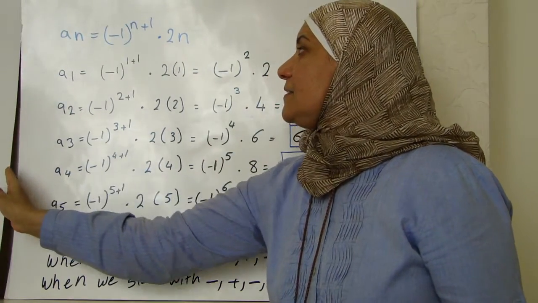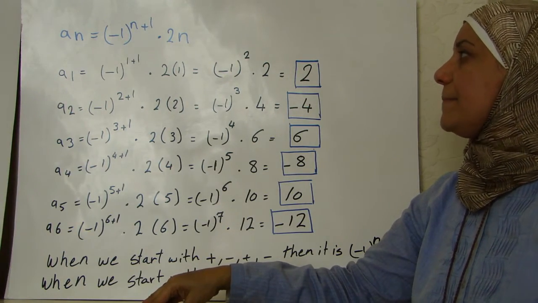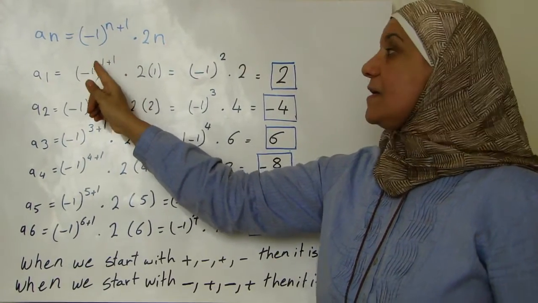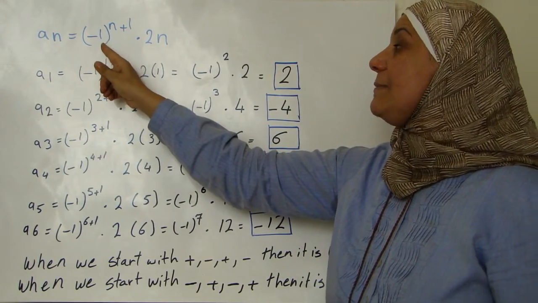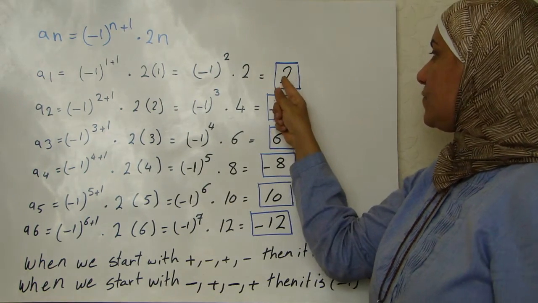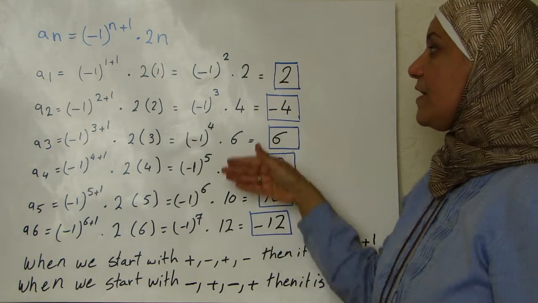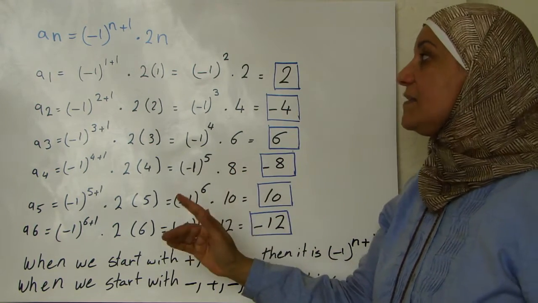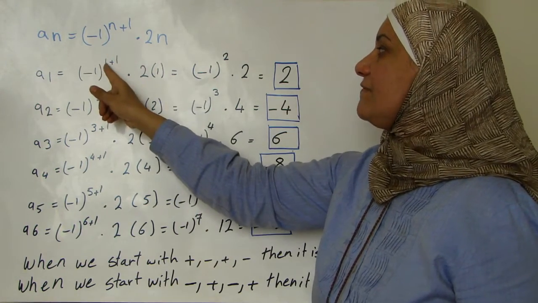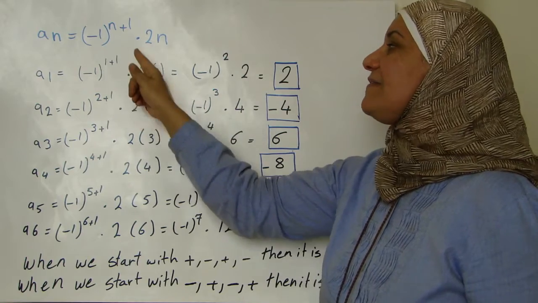This is a different one. Why? Because there is a negative one here. This negative one would tell me that the sequence is going to be plus, minus, plus, minus, plus, minus. So I'm going to have alternating between plus and minus. If I plug in 1, I'm going to have 1 plus 1, which is 2.